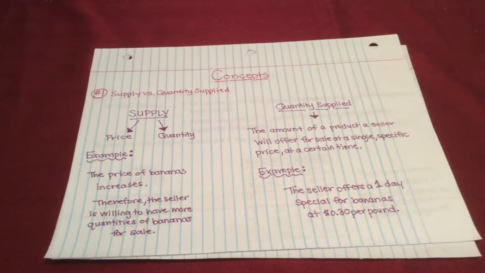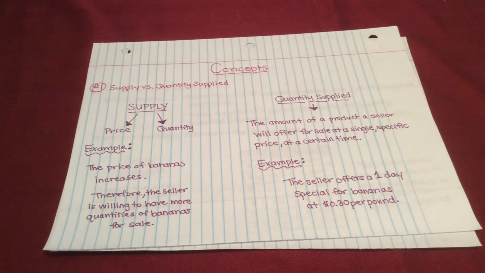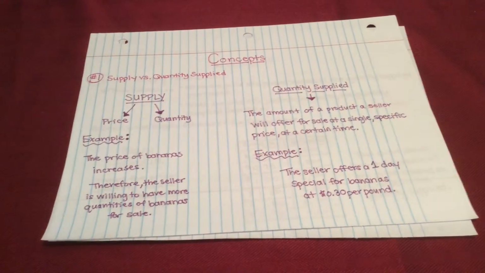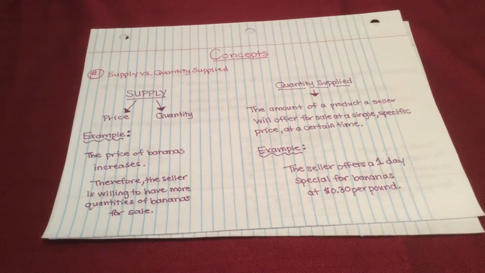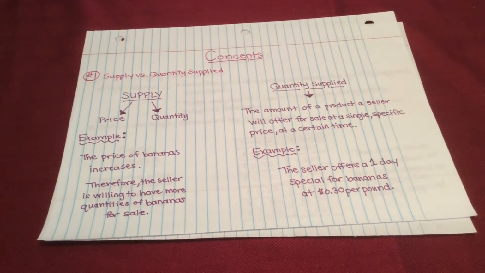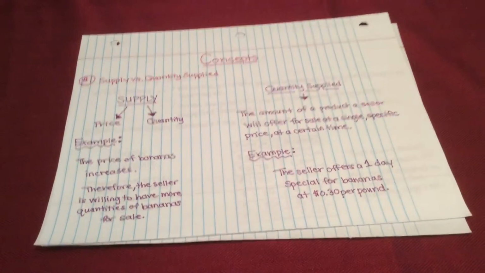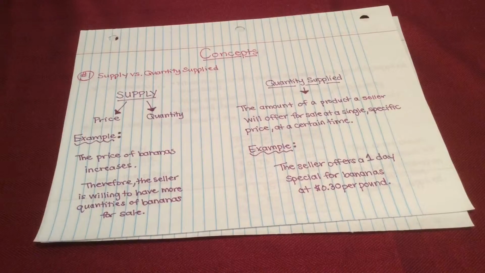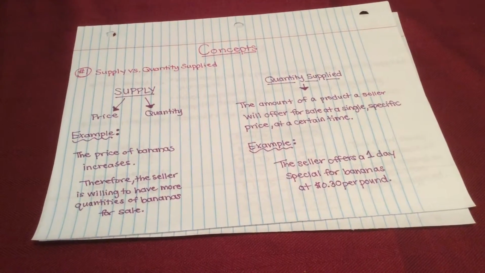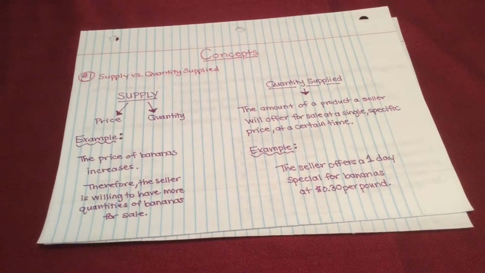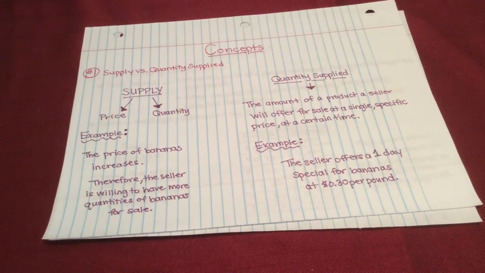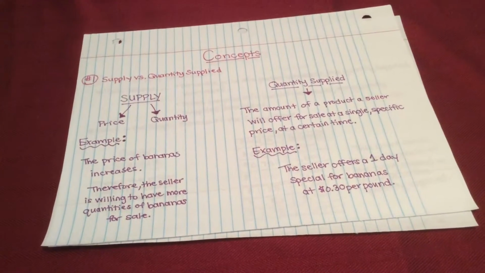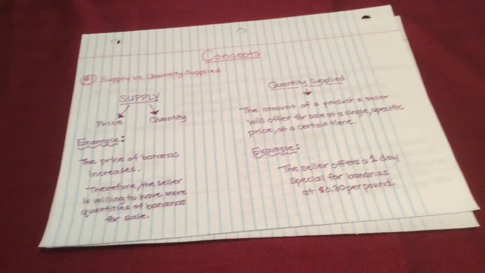All right, we're going to move right along and get into our concepts. When we're talking about concepts, there's two things to remember. The first thing is supply versus quantity supplied. We're going to look on the left side of the page here at what really encompasses supply, and that is price and quantity. So two separate parts to the supply itself. What does that really mean? An example of this would be when the price of bananas increases, therefore the seller is willing to have more quantities of bananas for sale. So they're willing to have more bananas in their inventory so that they can sell more.